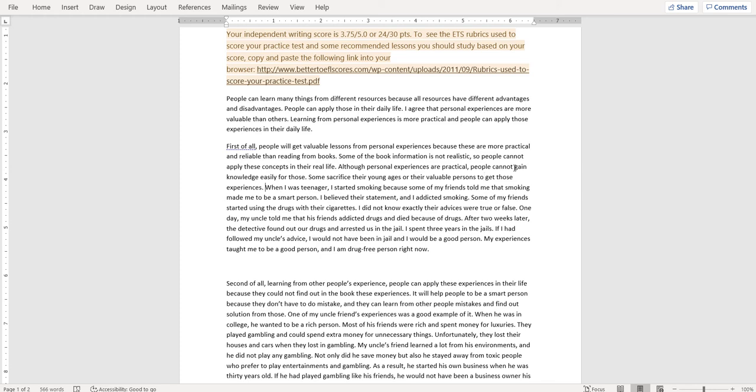Then maybe when you get to the example, you can introduce it with a transition word. This is good for the e-rater. Using maybe 3 or 4 transition words per paragraph, I think, is good. For example, when I was a teenager, I started smoking because some of my friends told me that smoking would make me a smarter person. I believed their statement.